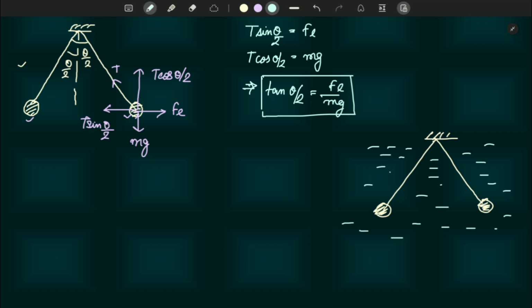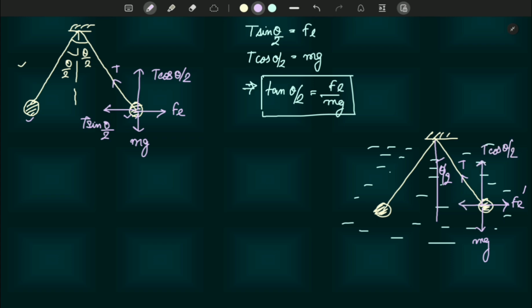Now in this situation, let me draw the FBD. So this angle is again theta by 2. Downward mg is acting. In this direction, F electrostatic. This is different electrostatic, so I am representing it Fe dash. In this direction, tension will be acting. So again I am converting it into components, T cos theta by 2, and in this direction T sin theta by 2.